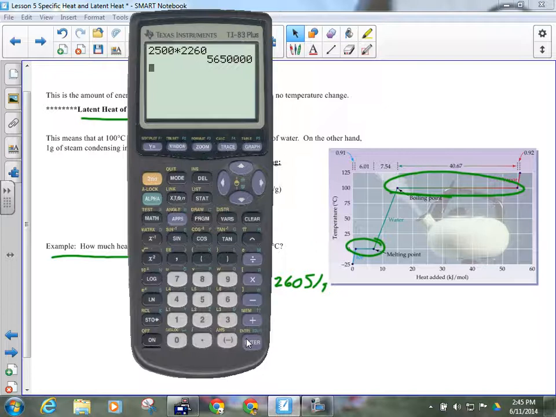5,650,000 joules. Now that's 2.5 liters of water. Right, 2.5 kilograms is 2.5 liters of water. I mean, you would never evaporate that much water off of your body, obviously. But does that much water evaporate off of lakes and ponds and sloughs and stuff? Yeah, way more than that actually evaporates in a day.